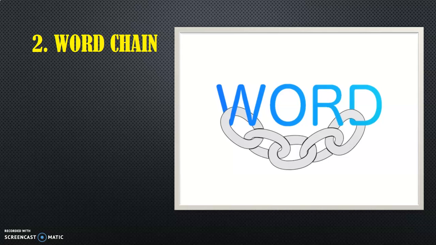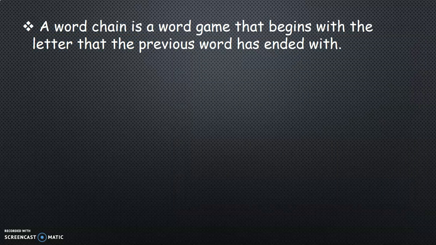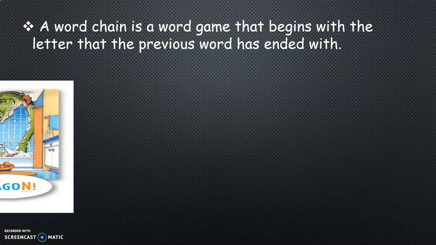Now from this image you can understand that chain means things connected to each other. In the same way, your words are also connected to each other. Now how they are connected to each other, that we are going to see. For that there are rules. First, a word chain is a word game where each word begins with the letter that the previous word ended with.